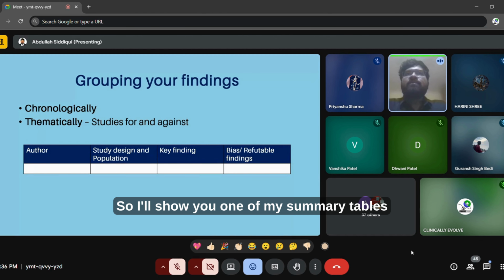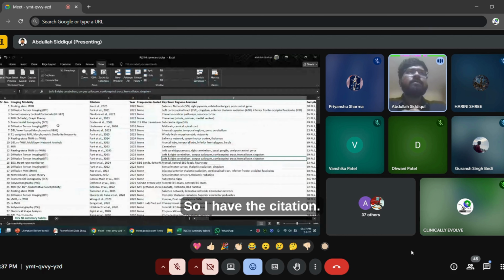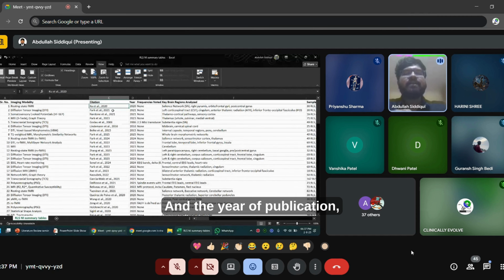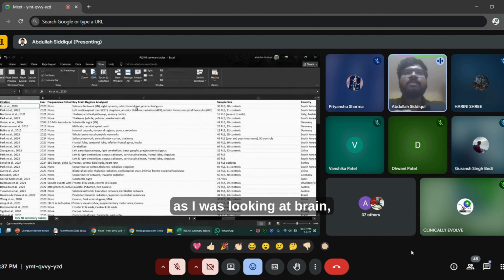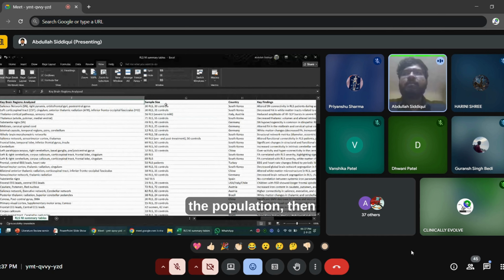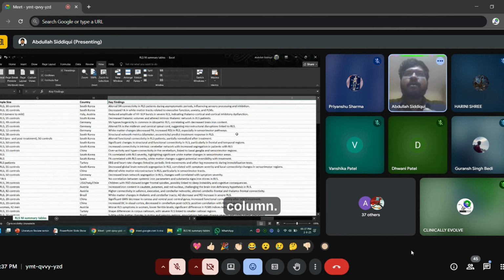So I'll show you one of my summary tables that I had made for a study. So I have the citations. So these are my authors. So you write the first author and the year of publication. Then, as I was looking at brain regions, I have another column for brain regions analyzed, then the number of the population. Then key findings are listed in a different column.